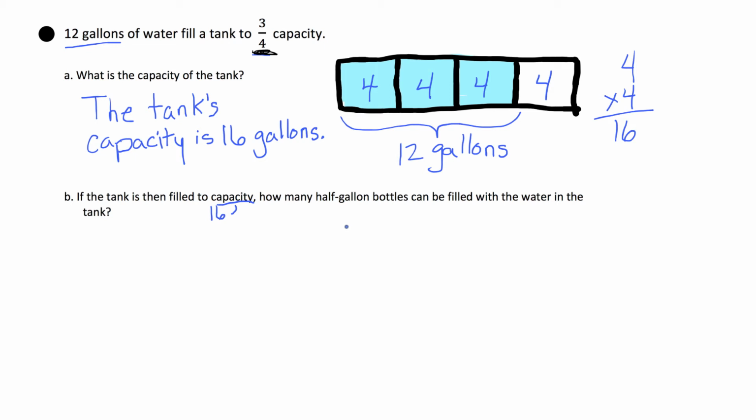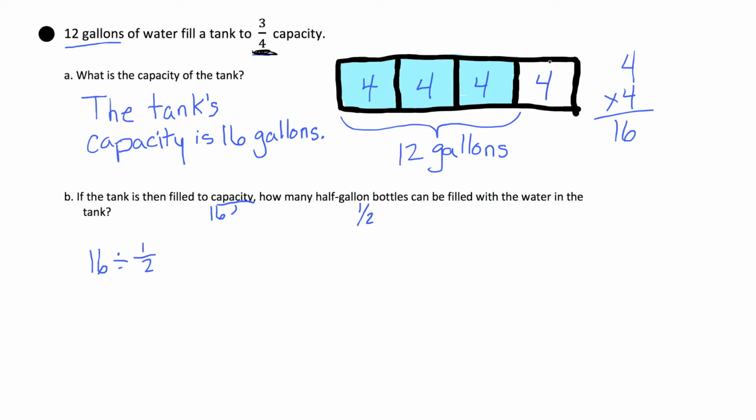So this sounds to me like one of our division problems. Let me just write half gallon, 1/2 gallon. So we have 16 total, that's going to be our dividend. And we want to divide by 1/2.